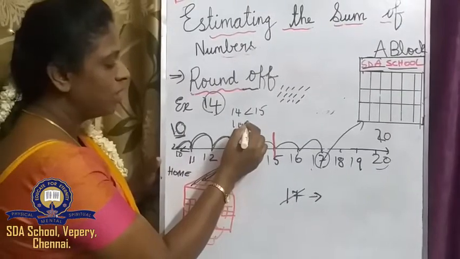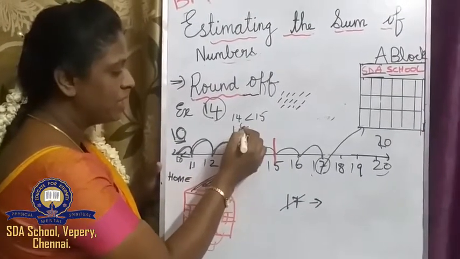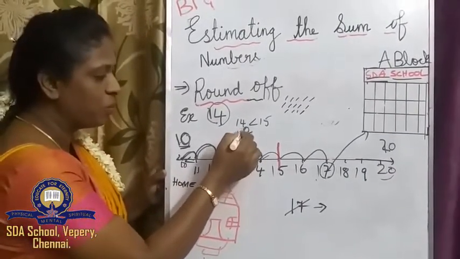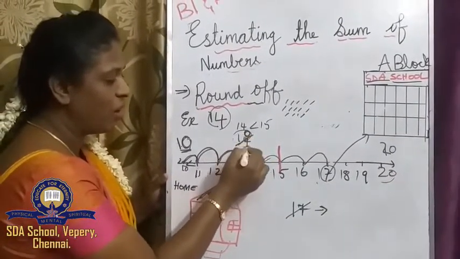So in this one's place you have to put 0. In one's place, you have to cancel 4 and you have to put 0. This is called rounding off.